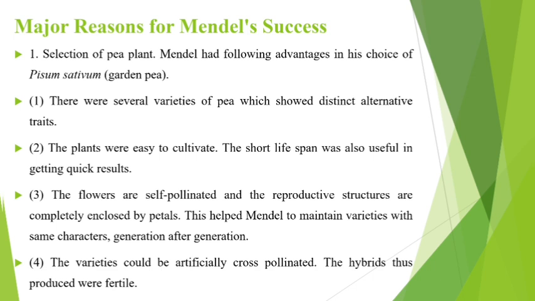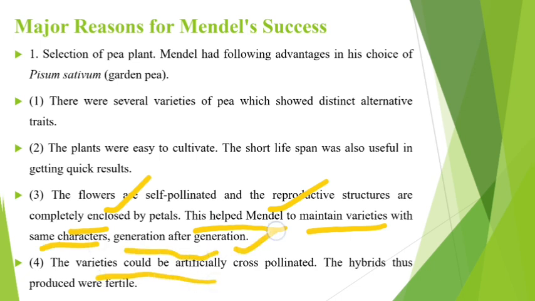The flowers are self pollinated, so we can manipulate them. We cannot manipulate cross pollination, because in cross pollination agents are involved, but in a monohybrid cross we can manipulate self pollination. Next, the reproductive structures are completely enclosed by petals. This helped Mendel to maintain varieties with the same character generation after generation. The varieties could be artificially cross pollinated. The hybrids thus produced were fertile.